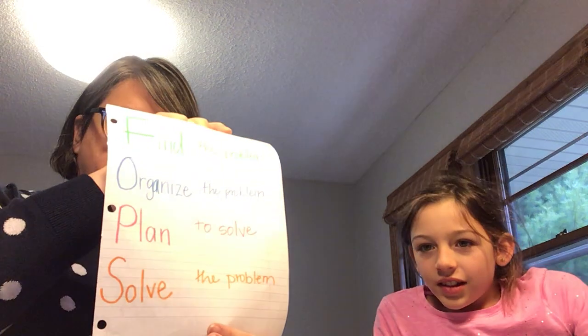Today I'm going to show you the FOPS way to solve word problems. First, we're going to find the problem. Next, we're going to organize the problem. Then we'll make a plan, and then we'll solve the problem. Okay? I'm going to do one. We'll do one together, and then you're going to do one, okay? Okay. Awesome. Let's get going.